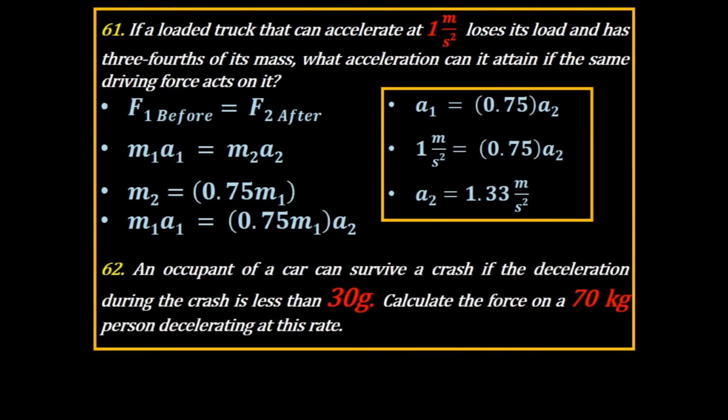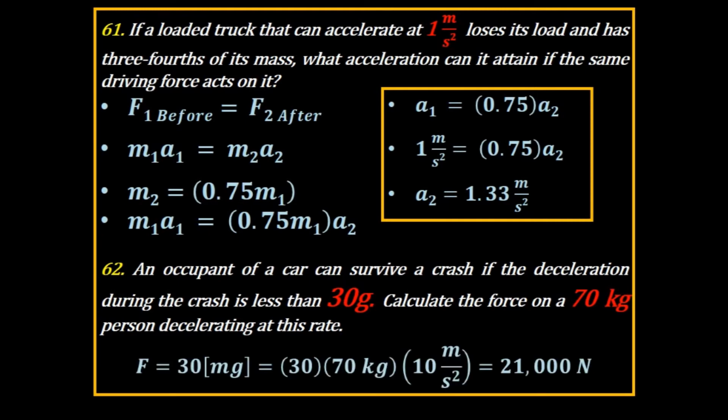Okay, next. An occupant of a car can survive a crash if deceleration during the crash is less than 30 g. It's kind of a lot. That's amazing. Calculate the force on a 70 kilogram person decelerating at this rate. So it'll be 30 g, so 30 times 10 times 70. So that's pretty amazing. It'll be 21,000 newtons. That's amazing. I weigh 1,000 newtons. Man, I'll tell you, that would be very painful indeed.